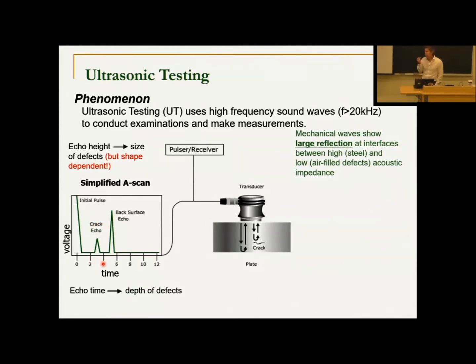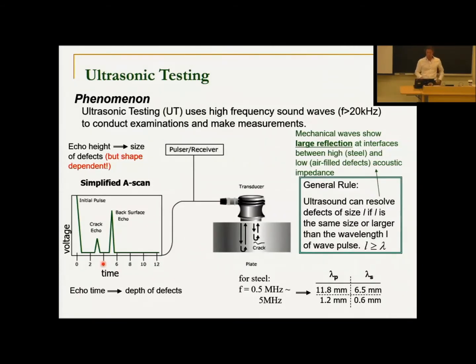Now, what can we see with this? How big does this crack or defect need to be for the ultrasound to see it? And this brings up the importance of the wavelength. The general rule of thumb is that if the defect that we're trying to find is the same size or larger than the wavelength that you're using, then you will likely see this defect. But if the defect is very small with regard to the wavelength, then the wave will be blind to that defect, and it will pass through, and the reflection will be very small and we don't see it.